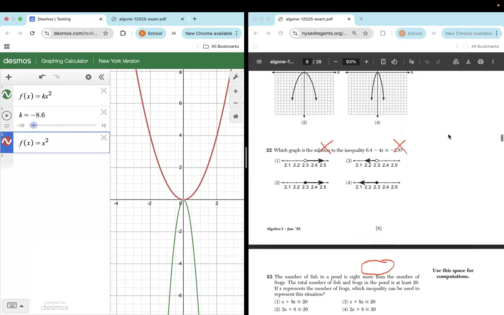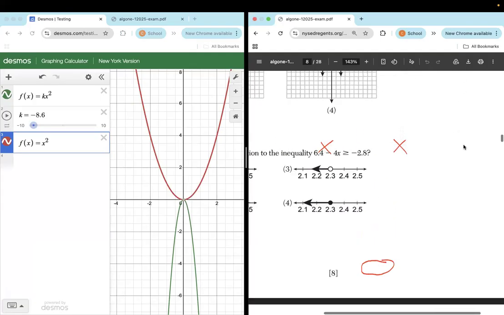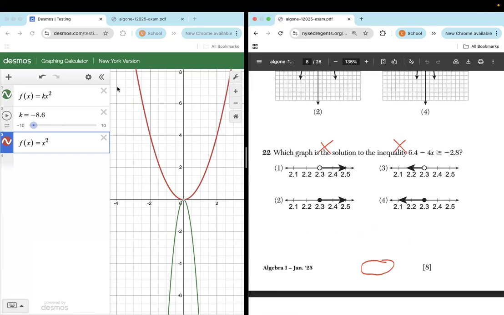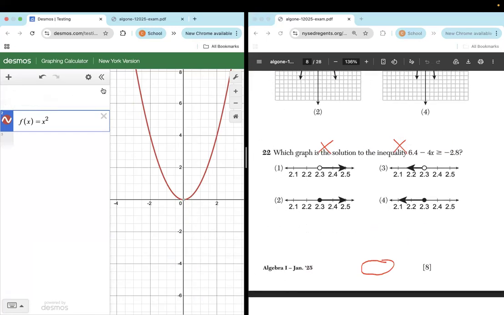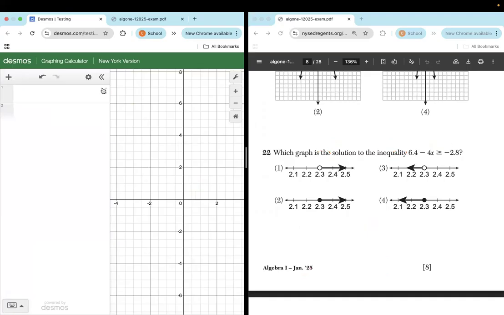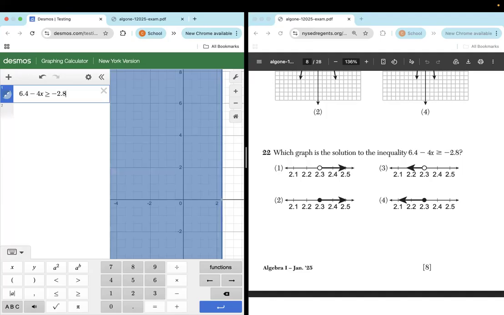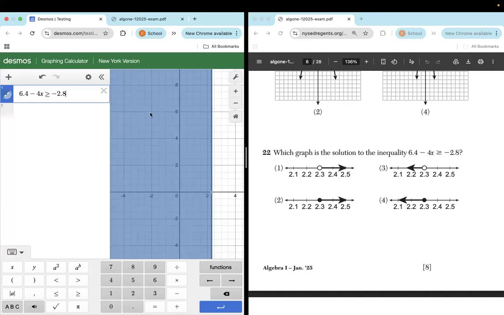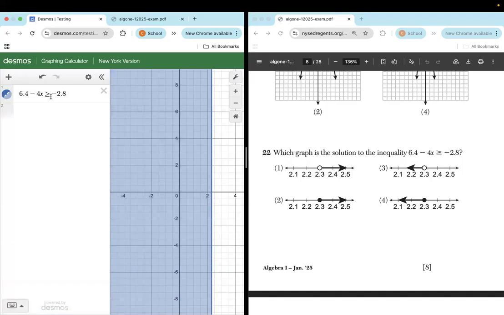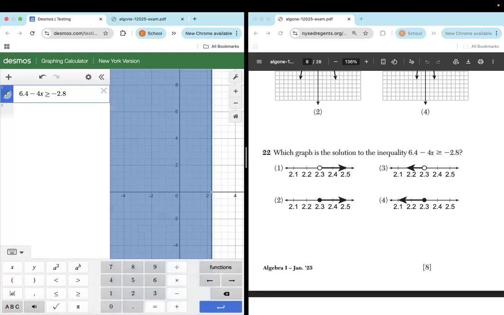Number 22. Which graph is the solution to the inequality 6.4 minus 4x is greater than or equal to negative 2.8? So I can use DESMOS to help me solve this. The same way it can solve an equation, it can also help us solve an inequality. Okay, so I typed in the inequality, and I can use the keyboard, by the way, for these symbols too. Okay, so here it is.